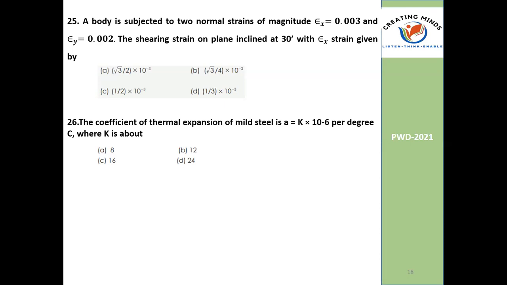Is it 8 into 10 power minus 6, or 12 into 10 power minus 6, or 16 into 10 power minus 6? What is the answer for mild steel? What is the thermal expansion? It's a standard one. 12. So B is the answer.